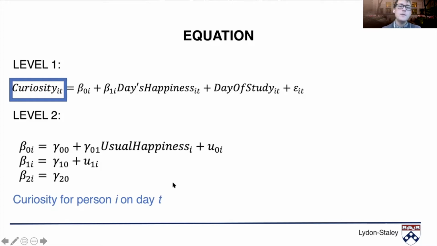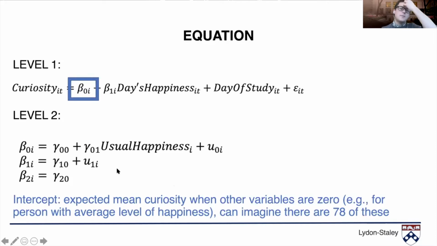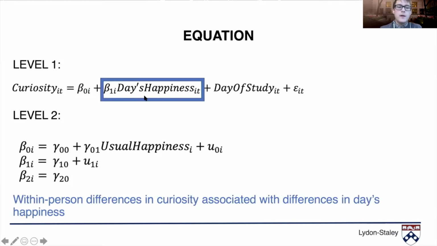Okay, so what this model does is we're going to model curiosity for person i on day t. So i throughout here is telling us about something to do with people, and t is day of study. And we're going to model this with an intercept, which is the expected mean curiosity when other variables are at 0. So for example, what is the average level of curiosity for a person with average level of happiness? You can imagine that there are 78 of these, so that's why it has the i after this intercept. We're then also going to model a slope for the effect of day's happiness on day's curiosity. So this will tell us about within-person differences, how within-person differences in day's happiness are associated with changes in curiosity.